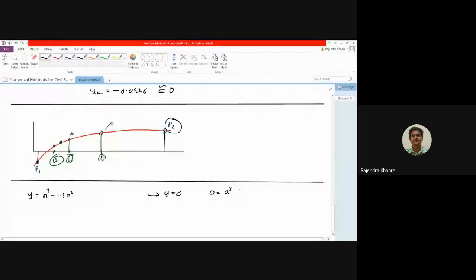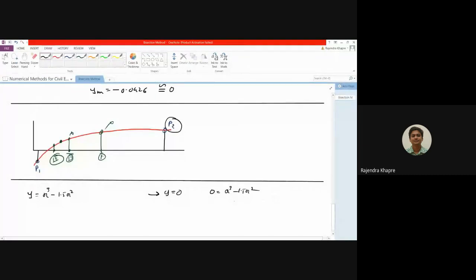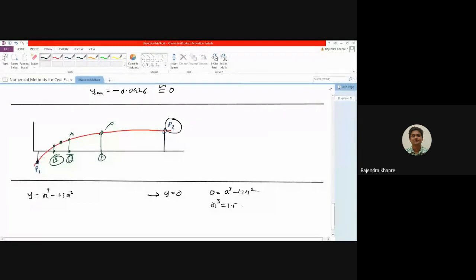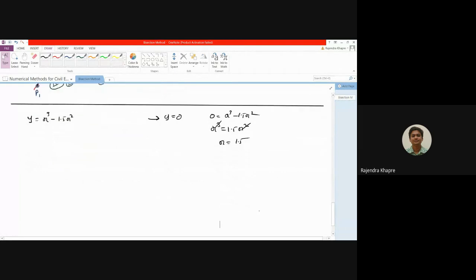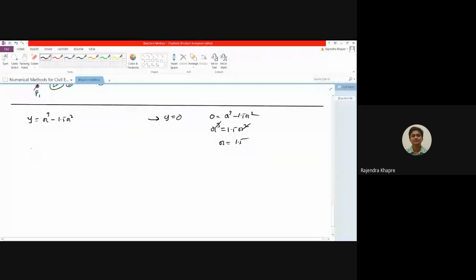So we assume this as 0: x cube minus 1.5 times x square equals 0. So x cube equals 1.5 times x square, this gets cancelled, and ultimately the x value becomes 1.5. So this is the actual solution. You can choose any 2 points on the left hand side and the right hand side of 1.5. For example, just to start with, let us take the x value as 0.